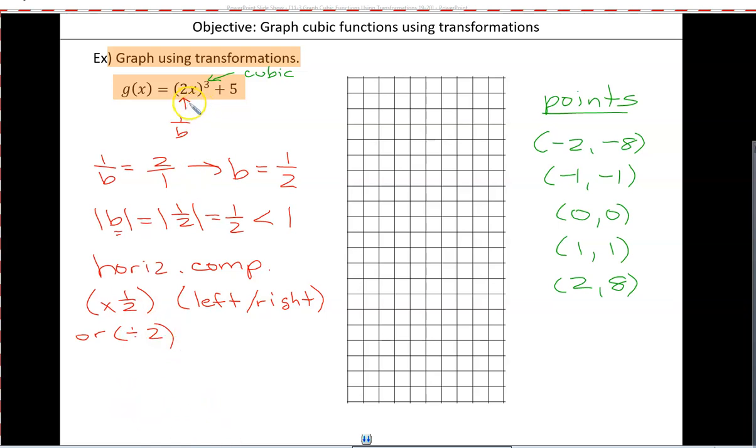Now, with this structure, you need to realize that your h here would be 0 because there's nothing added or subtracted after the x. We don't have to worry about that. And the +5, which is after the parentheses, would be our k. And so we have a k of 5. And k is about translations up or down. So being positive, we're going to go in the positive direction from the origin, which would be up those 5 units.